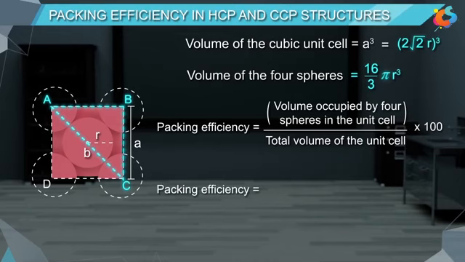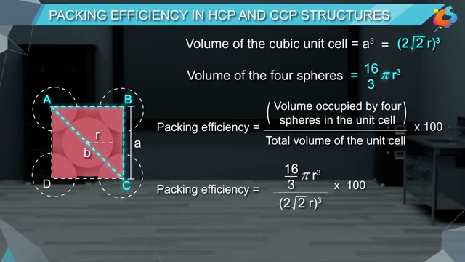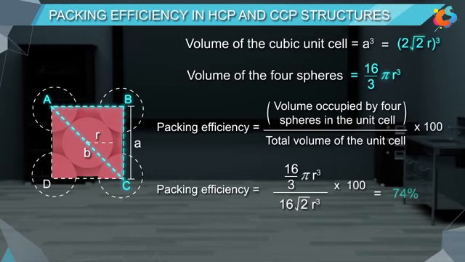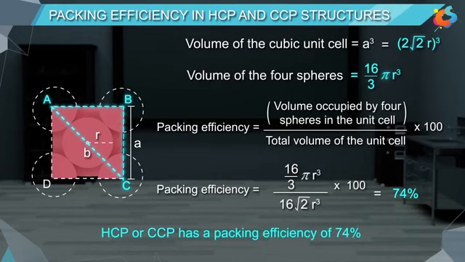Packing efficiency is equal to 16/3 πr³ into 100 by (2√2 r)³ percentage. Packing efficiency is equal to 16/3 πr³ into 100 by 16√2 r³, which is equal to 74%. HCP or CCP has a packing efficiency of 74%.